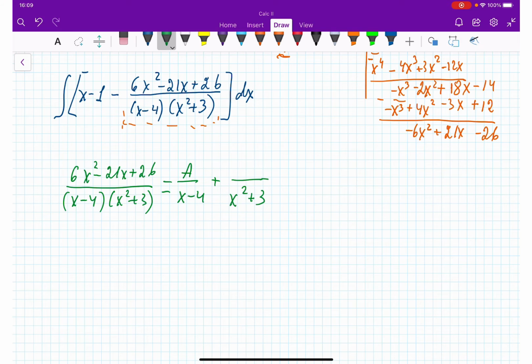Look here. Here I have x to the degree 1. Therefore, I have only A, because that is x to the degree 0, right? Since in the second fraction I have x² + 3, I'm going to write down Bx + C, degree 1, a linear function. In the denominator I have 2, in the numerator I have 1, one less. And it has to be proper.